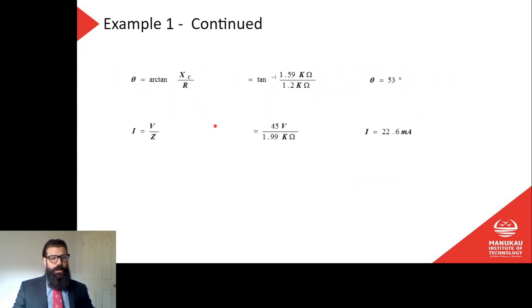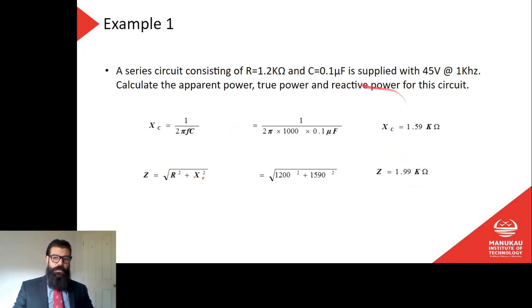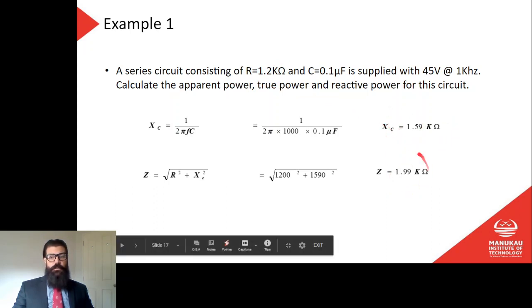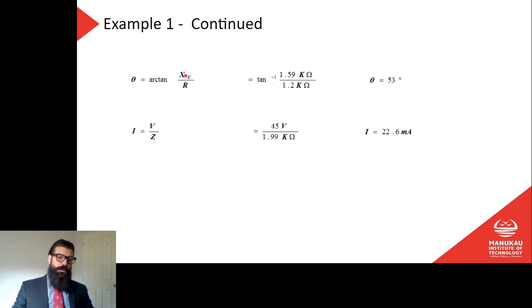Those three sides there, my 1200 ohms, 1590 ohms, 1990 ohms, form a triangle, and in order to work out the angle in that triangle, I'm going to go arctan. That's just another way of saying inverse tan. Inverse tan, capacitive reactance over resistance. Why capacitive reactance over resistance? Capacitive reactance will be the opposite side to my angle, and the resistance will be the adjacent side to my angle. If you think about that triangle, this is going to be opposite my angle, this will be adjacent my angle, so that's O over A.